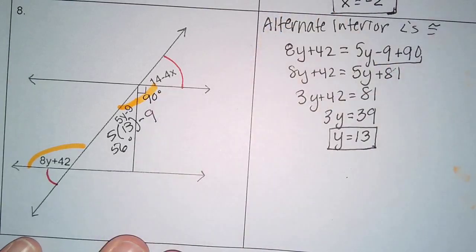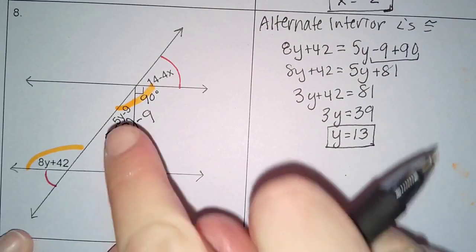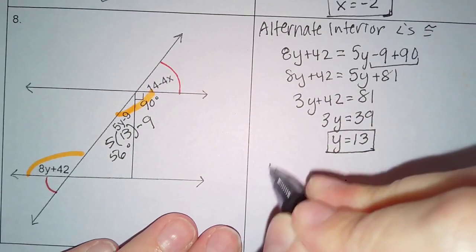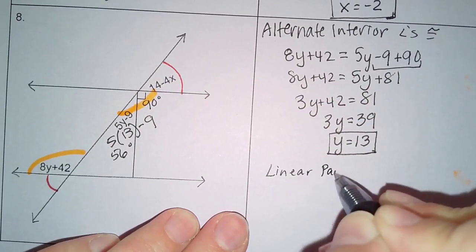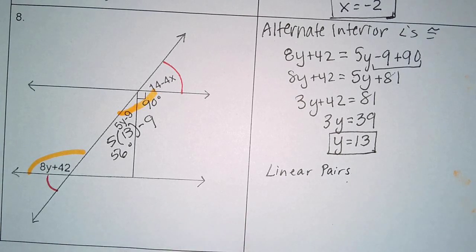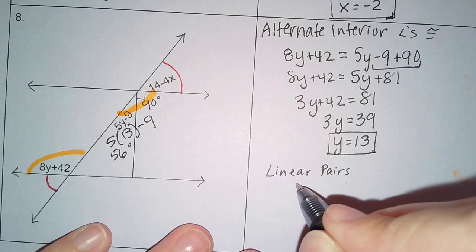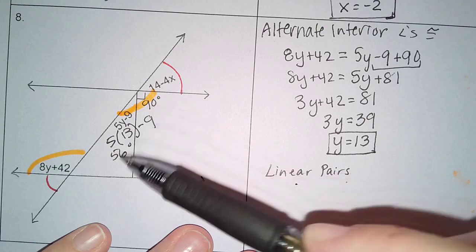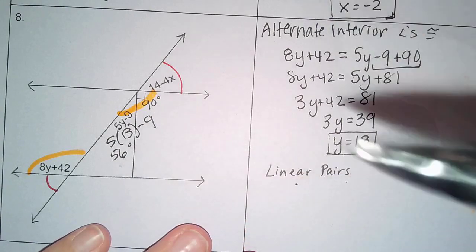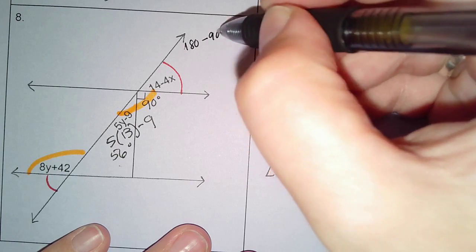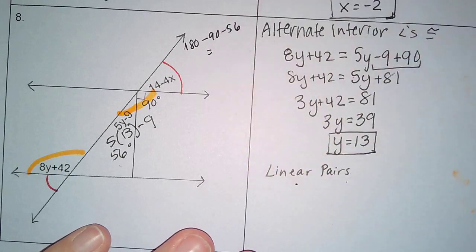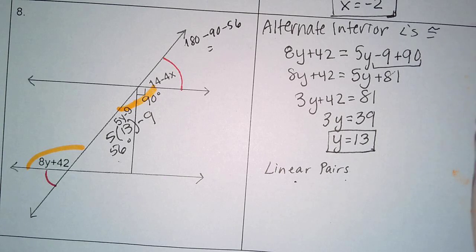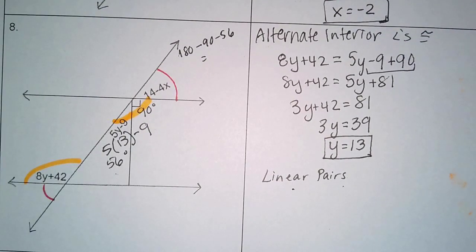So let's add these all up and say they equal 180 because they are linear pairs. 5 times 13 was 65. 65 minus 9. Don't forget that minus 9 piece. So we have two options. If we know that this whole thing equals 180, and this is 90 and 56, we could right now say 180 minus 90 minus 56 would be this angle. So what's that angle? What's 180 minus 90 minus 56?